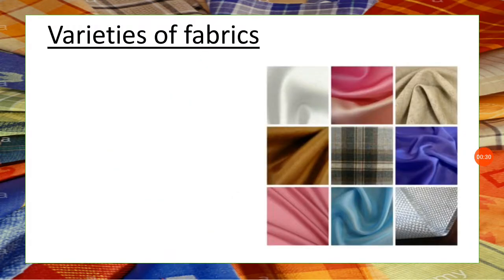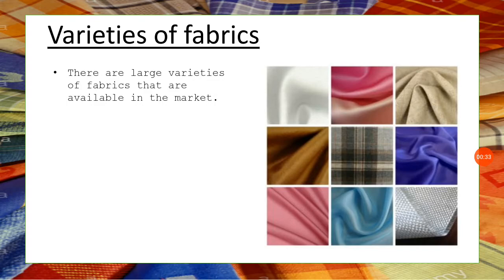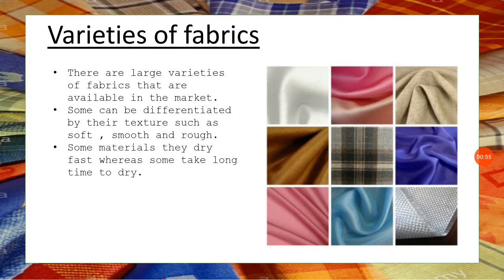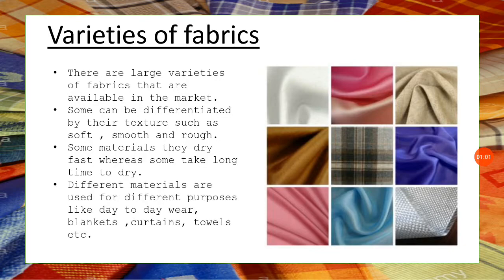Varieties of fabrics. When we go to a shop, we see varieties of fabrics there. There are a large variety of fabrics available in the market. Some can be differentiated by the texture, such as rough, soft, and smooth. If you touch a fabric, you will come to know the difference. Some materials dry fast, whereas some take a long time to dry. Different materials are used for different purposes, like day-to-day wear, blankets, curtains, towels, etc.